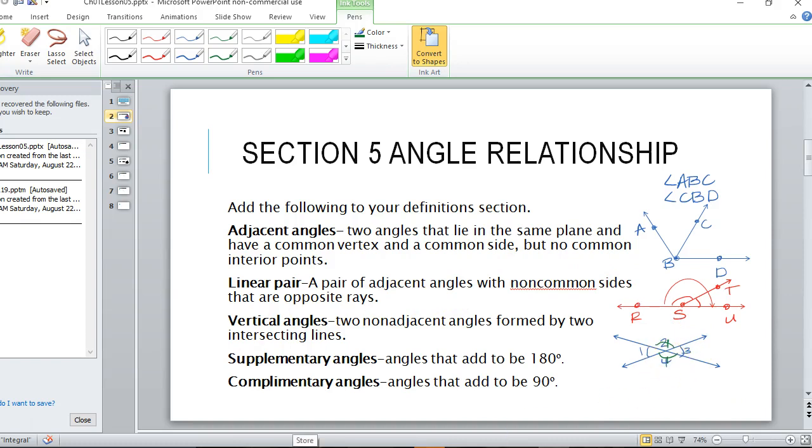All right, supplementary angles are angles that add to be 180 degrees. Going back to the linear pair, not only would RST and TSU be a linear pair, but they would also be supplementary angles. All supplementary angles do not have to be linear pairs. They can be separated from each other, but a linear pair will always be supplementary. Complementary angles are angles that add to be 90 degrees.